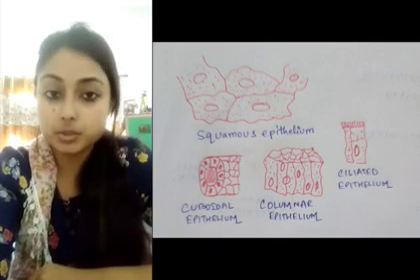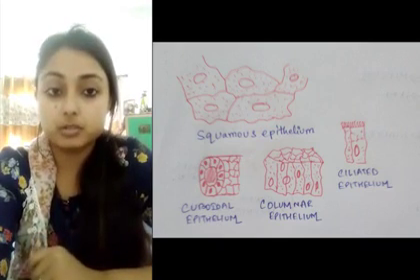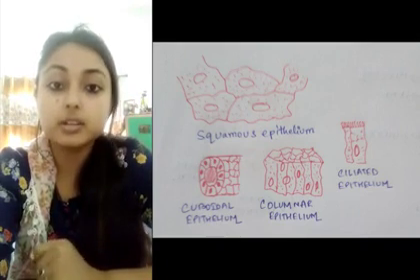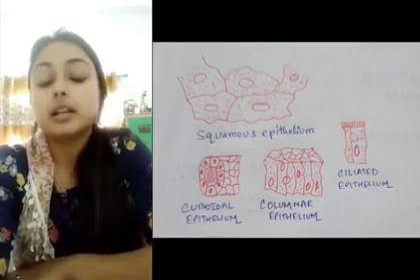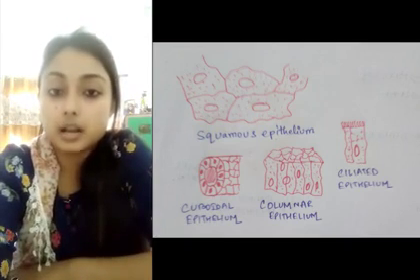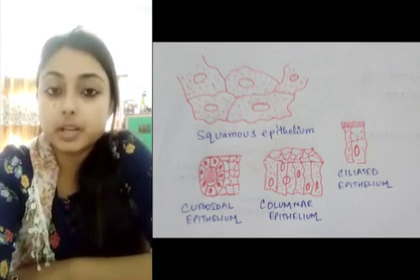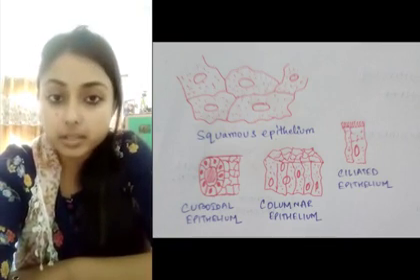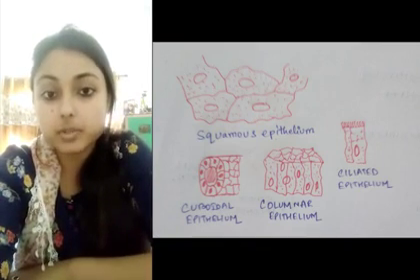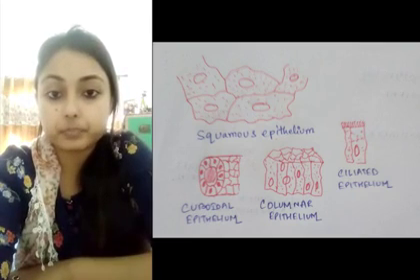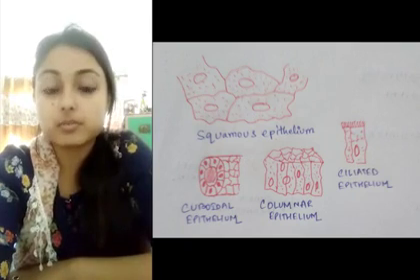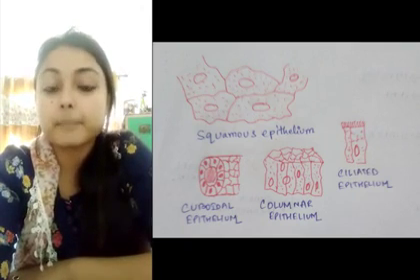Squamous epithelium tissue provides protection to the underlying parts from mechanical injury, germs, etc. Now, let us look into the next type of epithelium tissue, that is the stratified epithelium tissue. Stratified epithelium tissue is found in skin and cornea.